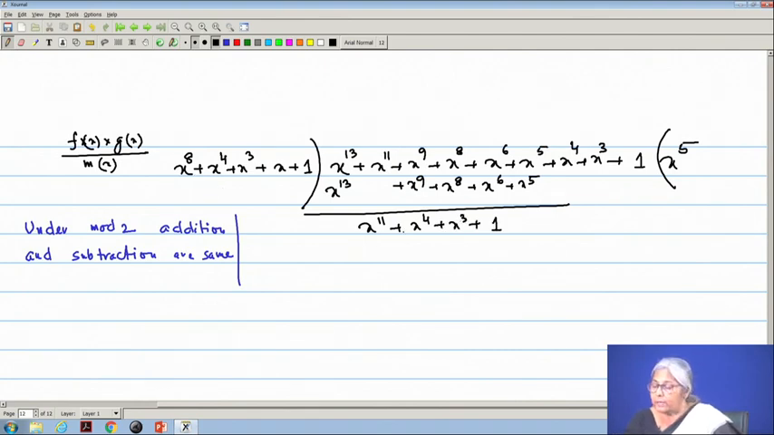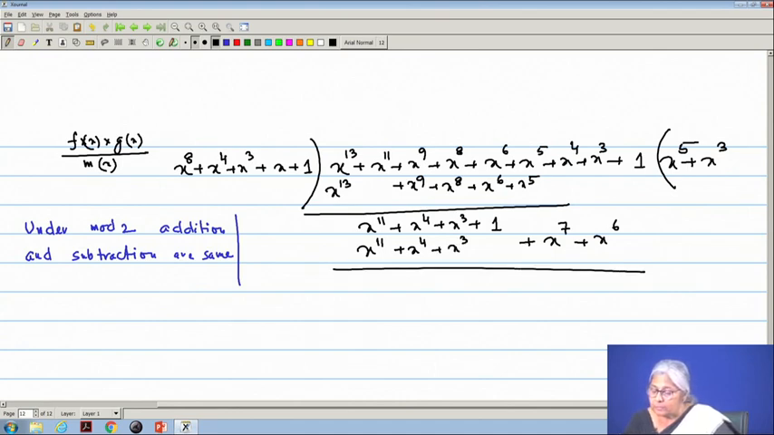Since x to the power 8, I can take x to the power 3. So, it will be x to the power 11, then see x to the power 7. I do not have any x to the power 7 term, so I write x to the power 7 here. x to the power 6, I do not have any x to the power 6 term, then x to the power 4, I write x to the power 4, then x cube. So, again if I give, I get x to the power 7, x to the power 6 plus 1.